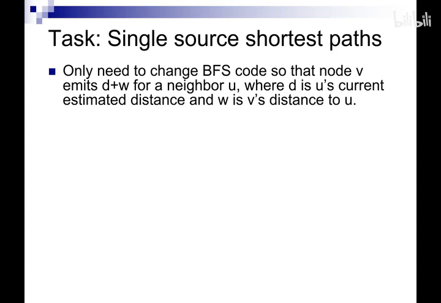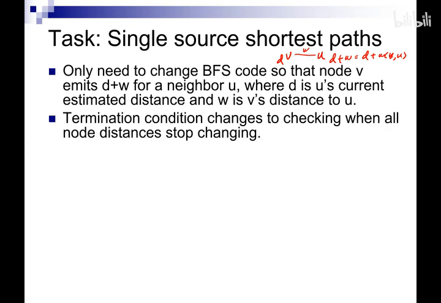Where w here, if we're processing a node v over here, and u is a neighbor of v, then we're going to set u's distance to be equal to d plus w, where w is the weight of the edge from v to u. So basically w is this weight over here, and d is the distance to v. And the termination condition is to check when all of the node distances have stopped changing.